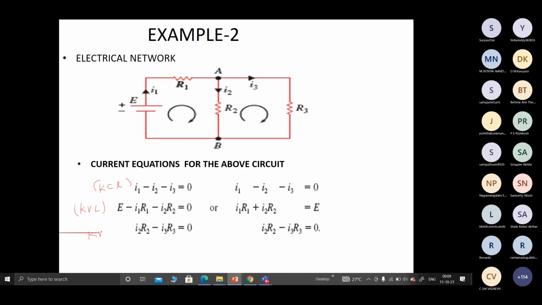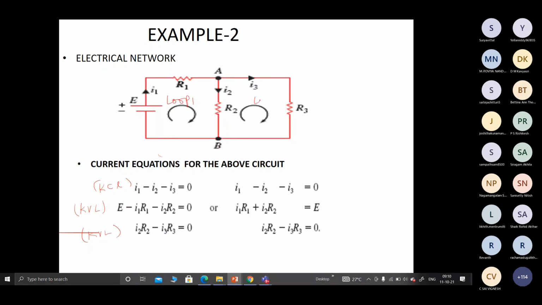This is also KVL. What does this mean? In a loop, the algebraic sum of voltages is equal to 0. So what is the voltage drop across R1? I1 times R1. And what is the voltage drop across R2? So the voltage here is I2 times R2, which is equal to the applied voltage E. So how do you write this? This is loop 1.